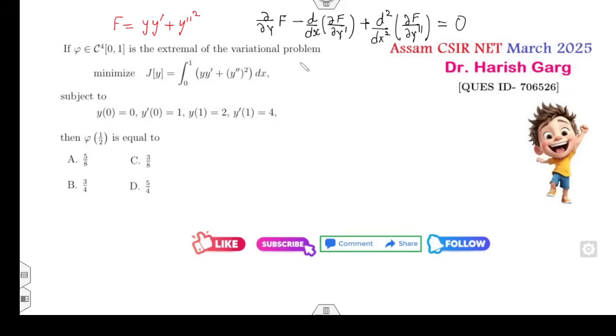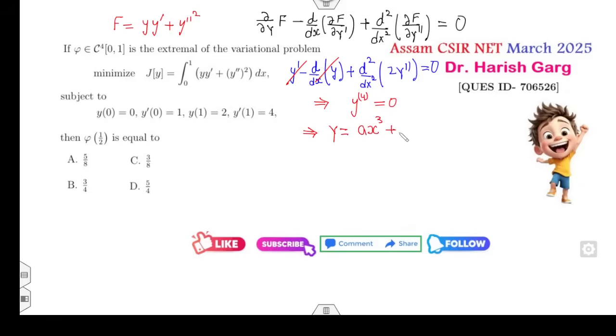So let's start with this one. This is my y dash minus d over dx of y dash. It is y plus 2 times the derivative with respect to y double dash. Fine. So clearly this and this will be cancelled and this implies the fourth derivative of y is 0. अगर किसी भी चीज का fourth time derivative 0 है that means the equation is my cubic. So that is ax cube plus bx square plus cx plus d.